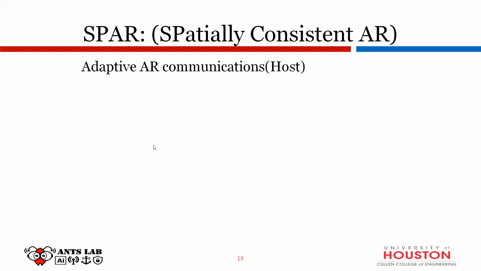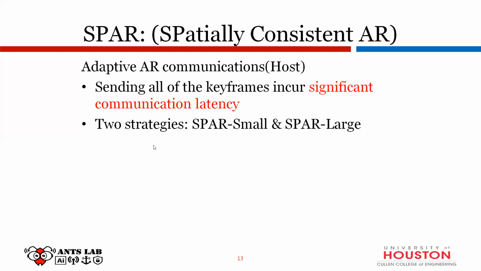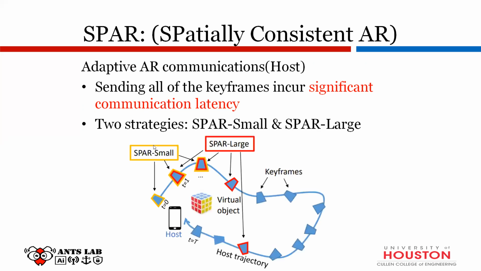Okay, so we'll be talking now about the adaptive AR communication. The point is that sending all the keyframes will incur significant communication latency, because if you need to lump all the information together in one, that's going to take a long time to send. So that is one of the downsides. In this paper, they provided two strategies, SPAR small and SPAR large. And here's a picture that demonstrates this.